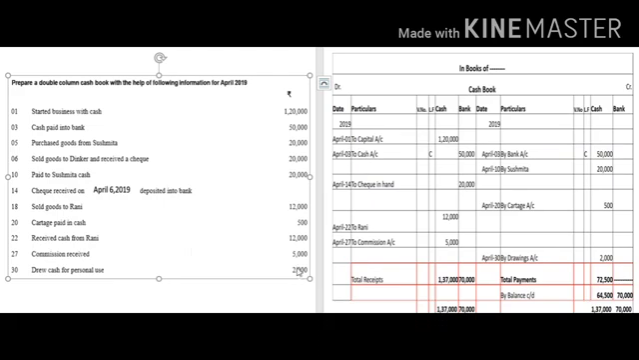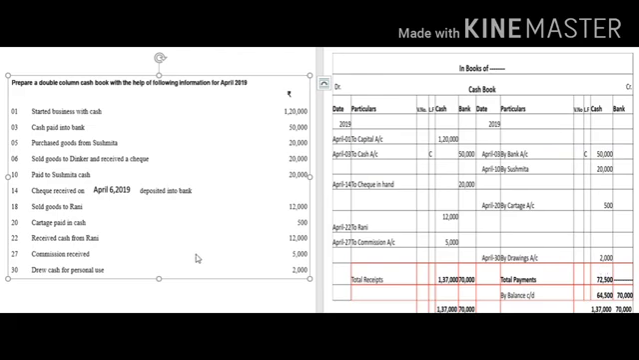Received cash from Rani. You are receiving cash, so here you will write down to Rani, and the amount you will write down in the cash column. Same way, commission received to commission account. Here you will write down 5,000. Drew cash for personal use. You are drawing cash from the business, so cash balance with the business will decrease. So here you will write down by drawings account, and 2,000 you will write down in the cash column.